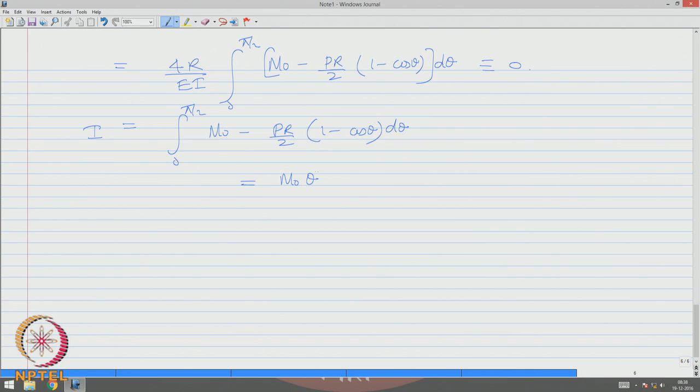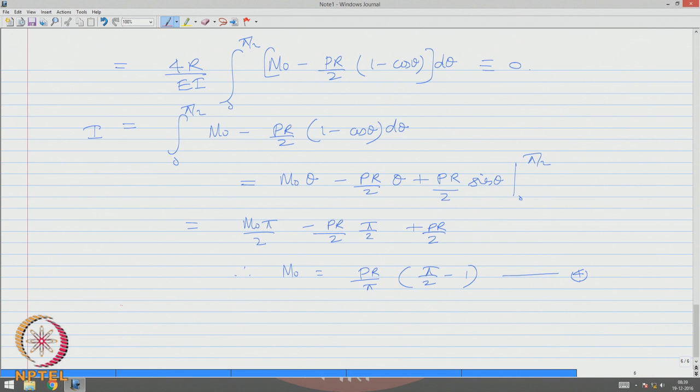M naught theta minus Pr by 2 theta plus Pr by 2 sin theta, with limits 0 to pi by 2, which will give me M0 pi by 2 minus Pr by 2 times pi by 2 plus Pr by 2, which gives me M0 equals Pr by pi times (pi by 2 minus 1). I call this equation number 4.